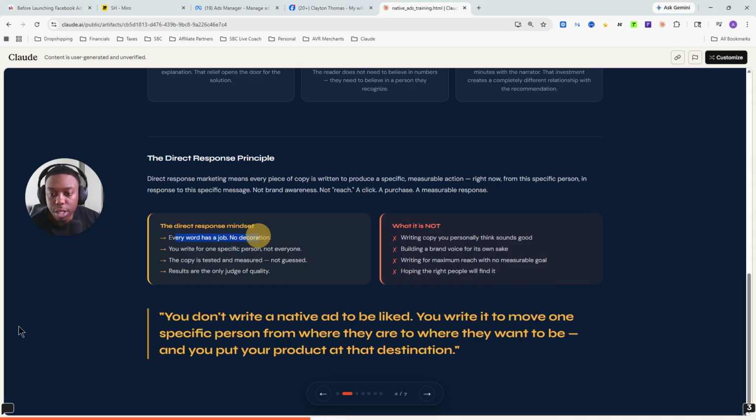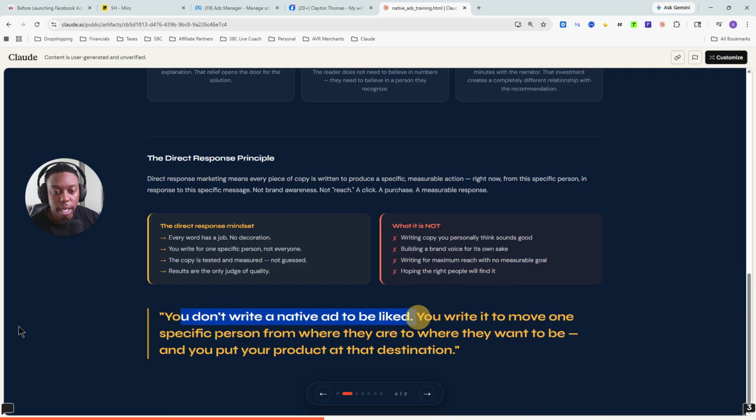So the direct response mindset: every word has a job, no decoration. You write for one specific person, not everyone. The copy is tested and measured, not guessed. Results are the only judge of quality. What it is not is writing copy you personally think sounds good, building a brand voice for its own sake, or writing for maximum reach with no measurable goal, hoping the right people will find it.